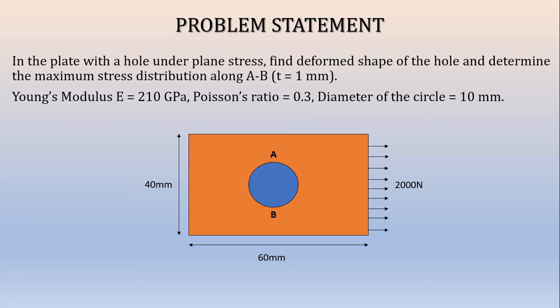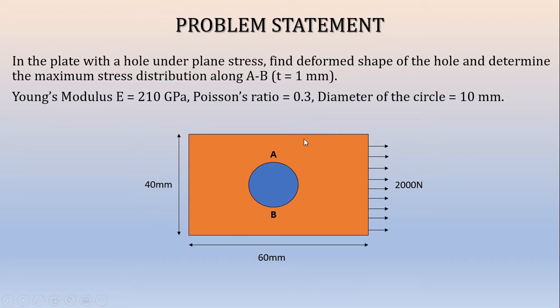There is a plate with a circular hole and it is subjected to a tensile load of 2000 Newton magnitude. We need to find the deformed shape of the hole and also need to determine the maximum stress distribution along the AB, that is, in one half of the circle.